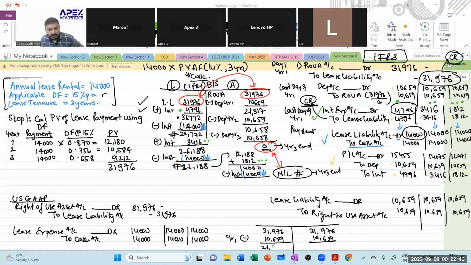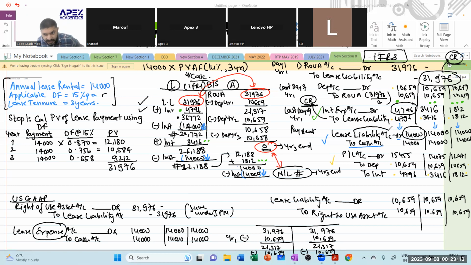Every year, 10,659 is deducted from the value of the asset. That's about it. There is no tension in US GAAP. It is very easy and child's play compared to IFRS. The initial entry stays the same as under IFRS. Notice under IFRS, you charge this to lease liability. Interest expense is charged to lease liability.